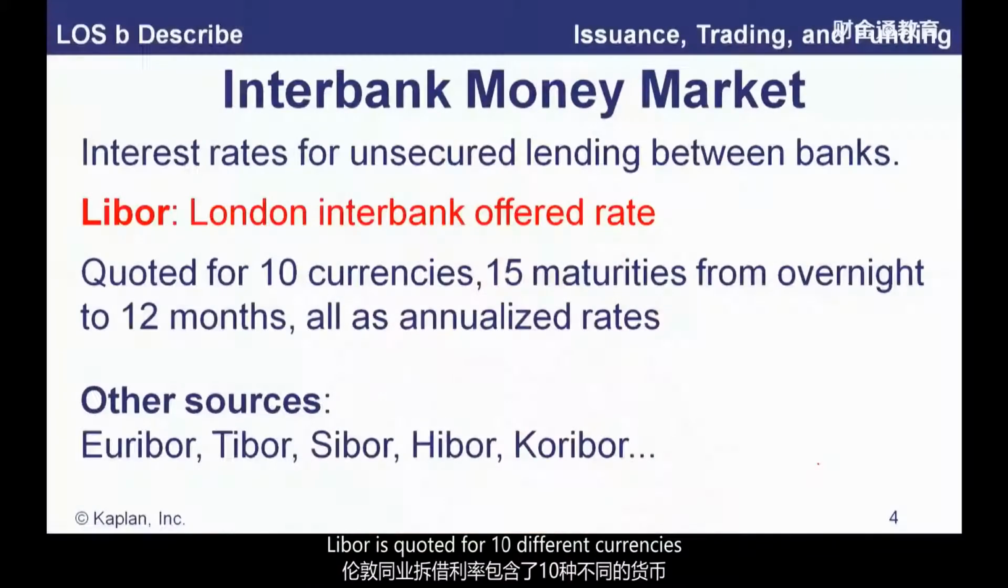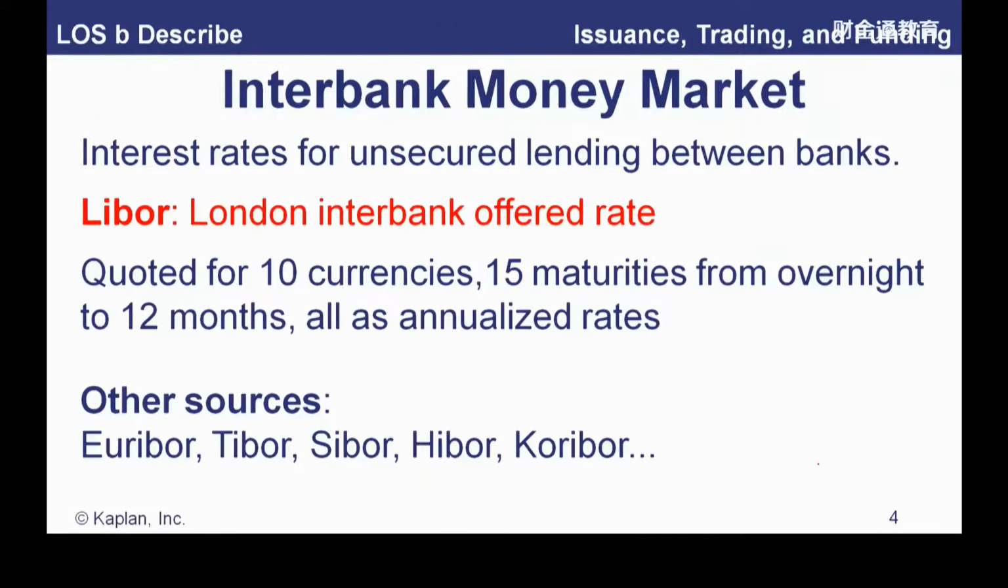Now, LIBOR is quoted for 10 different currencies and 15 maturities from overnight to 12 months. So they're all money market rates, and they're all expressed as annualized rates. So other ones, Euribor, Tibor, Cibor, HIBOR, Coribor, that's Korea, HIBOR is Hong Kong, and so there's names for all of them for the 10 different currencies.